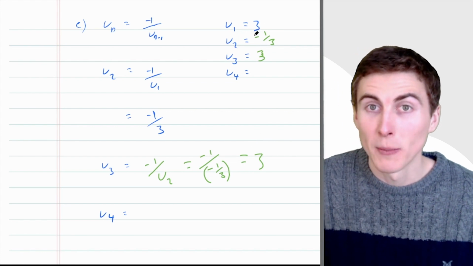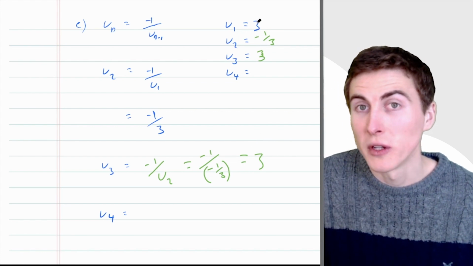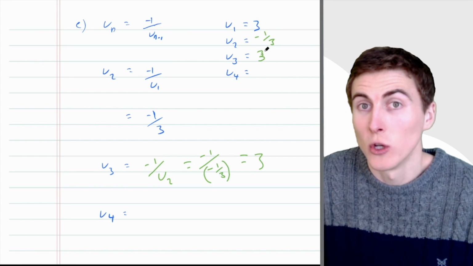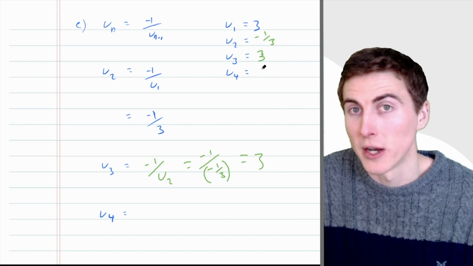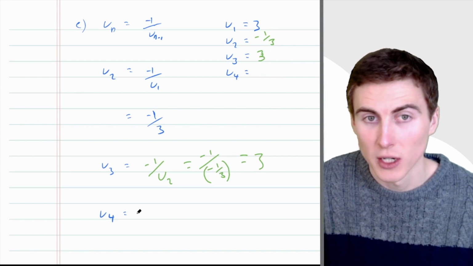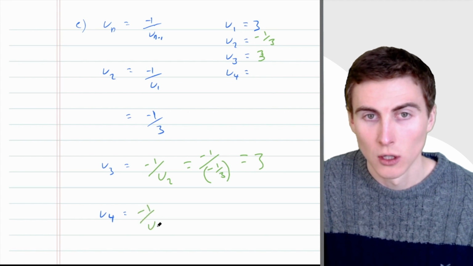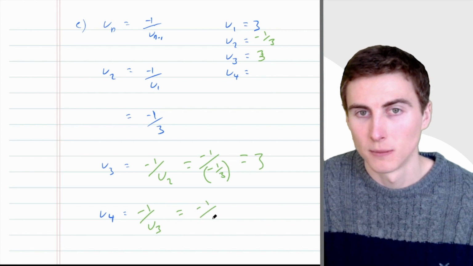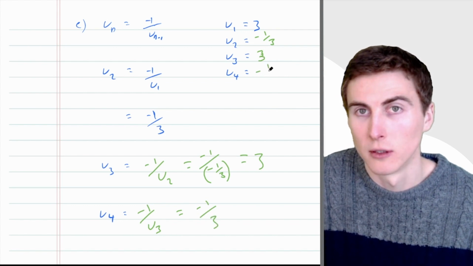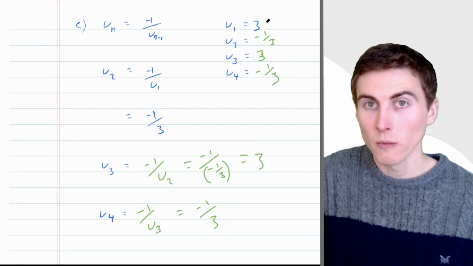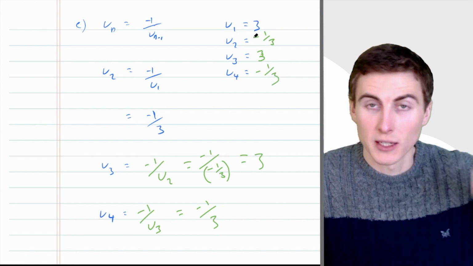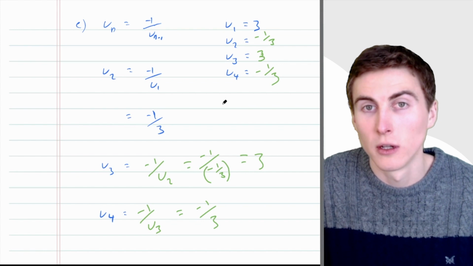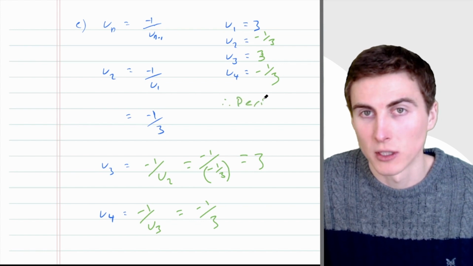And that, we can basically tell now, is going to be periodic. Because if you put in 3, you get minus a third. If you put in minus a third, you get 3. So we know that when we put in this 3, next time we're going to get minus a third as well. We could just double check. We could say it's minus 1 over u3 to find the fourth term, which is minus 1 over 3. So just minus a third. So this one, because it's changing in a regular pattern, goes to 3, minus a third, 3, minus a third, and so on and so on. This one is periodic.